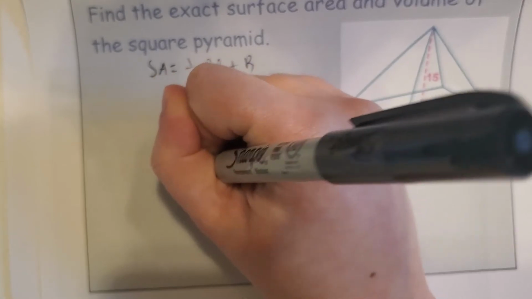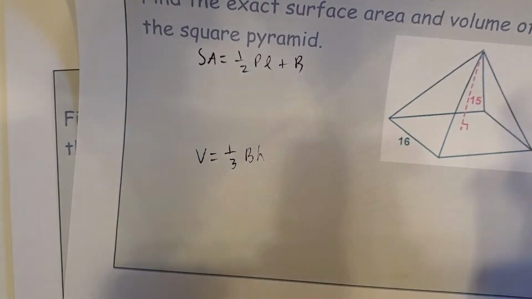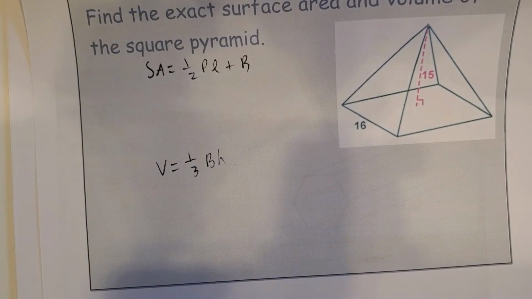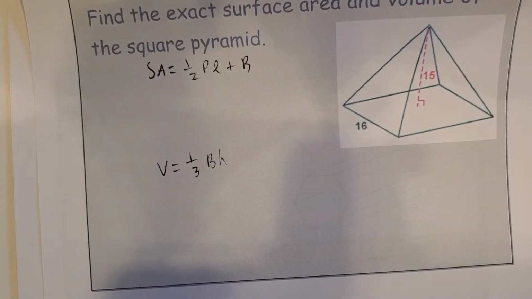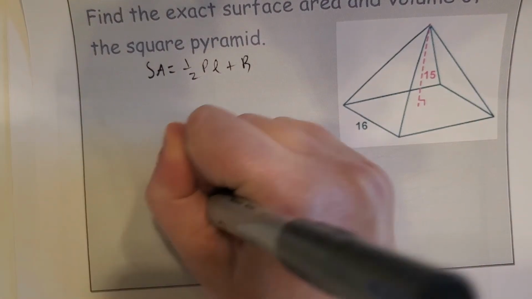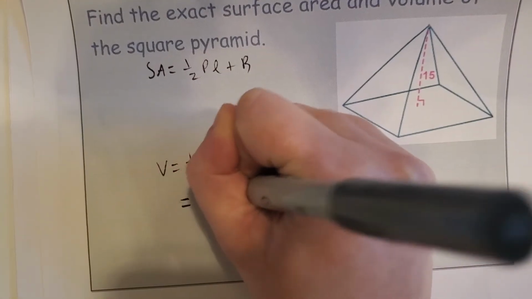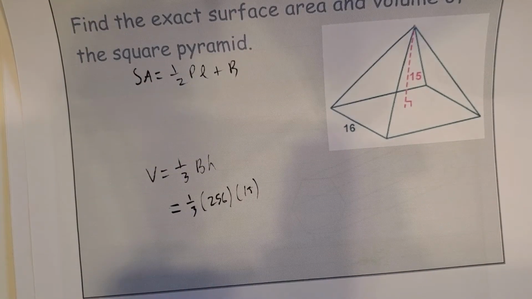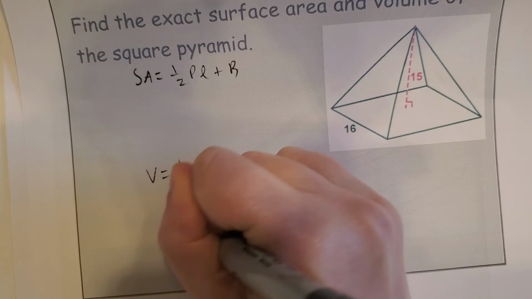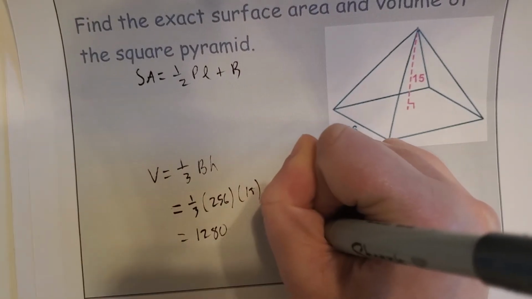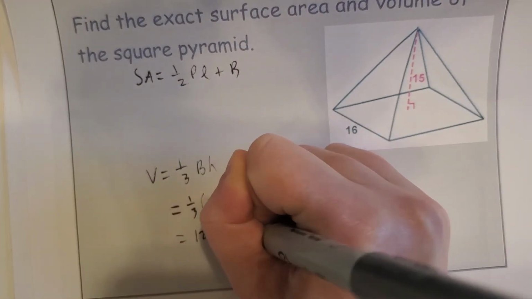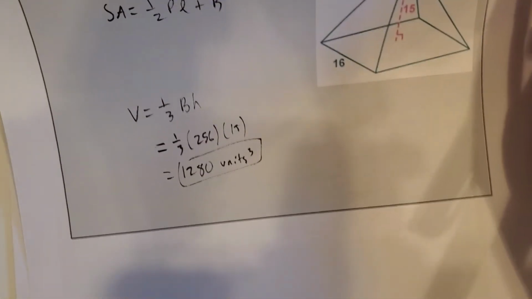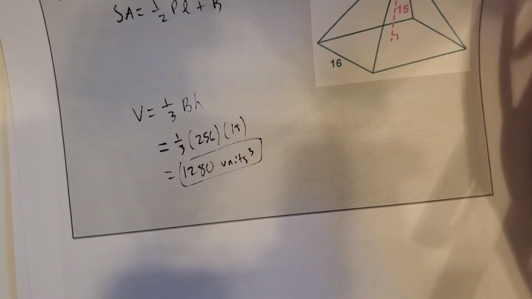Volume of a pyramid is 1/3 times the area of the base times the perpendicular height, which we have. So since it's a square, we know the area of the base is going to be 16 times 16, which is 256. So this is 1/3 times 256 times 15, which is exactly 1280. What are the units? Yeah, there's no units, so we're just going to say units cubed. That's the volume. That's easy. Get that out of the way.